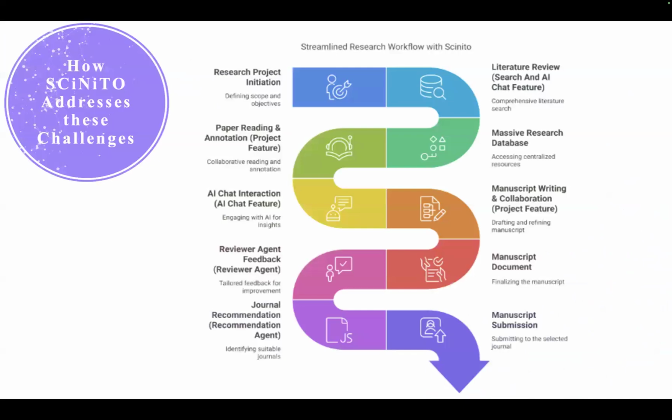This is a graph that shows how each feature fits into the working process and workflow. From the beginning, at research project initiation, you want to define the scope and find areas to work with. And when you start your literature review, you can use both the database search and AI chat features to search your literature. You can also use the project features, notes, and collaboration features to work on the manuscript together with your co-workers.